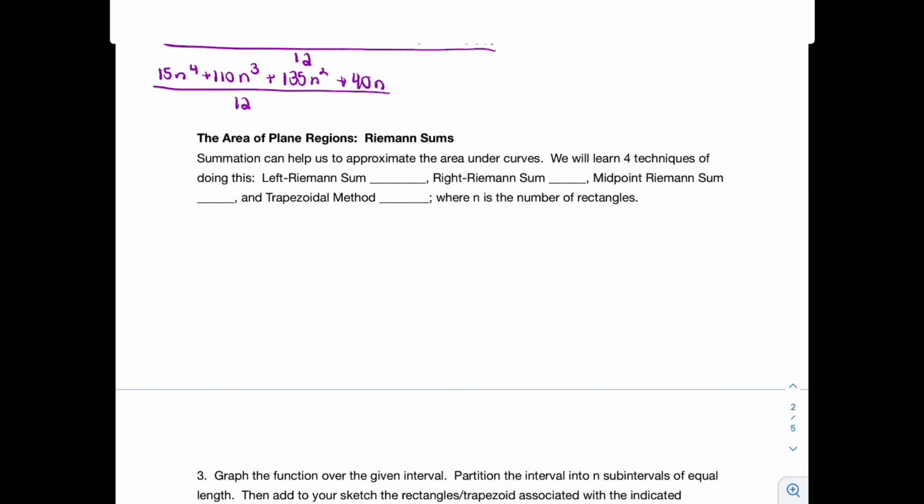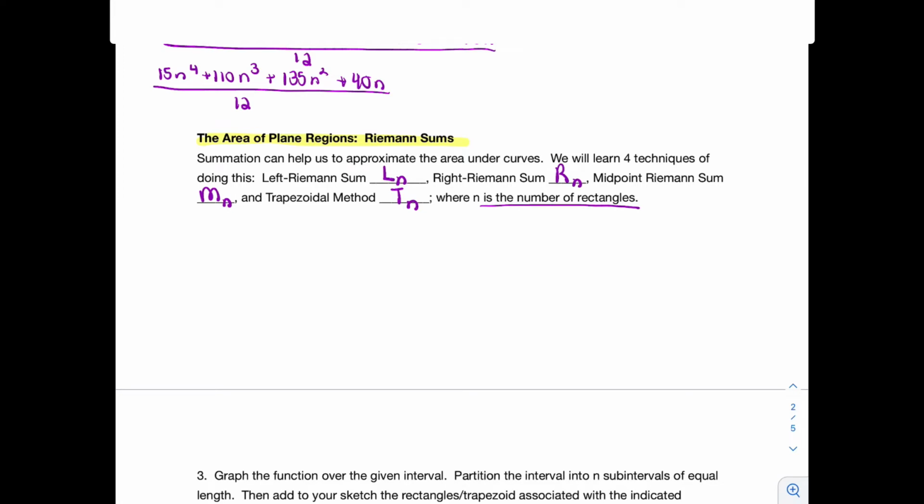Okay, one application of summations is to find the area of a plane region. We're going to use this to approximate area first, and then we're going to find the exact area. So to approximate the area, we're going to learn 4 techniques. First technique is called the left-Riemann sum, abbreviated L sub n, right-Riemann sum, R sub n, midpoint Riemann sum, M sub n, and trapezoidal method, T sub n, where n is the number of rectangles that we're going to form in order to evaluate this. So I'll give you an example.